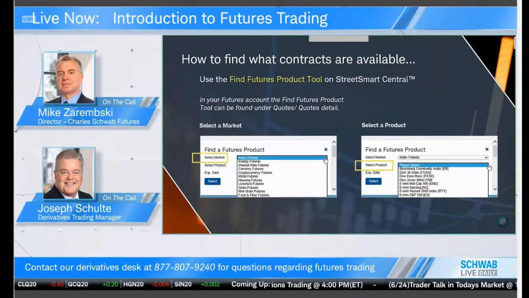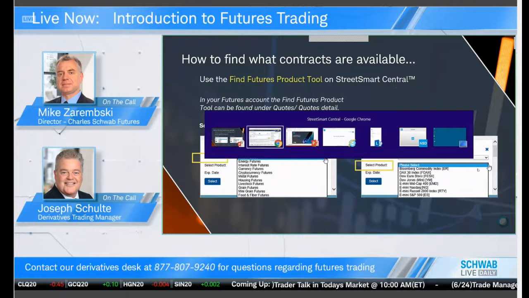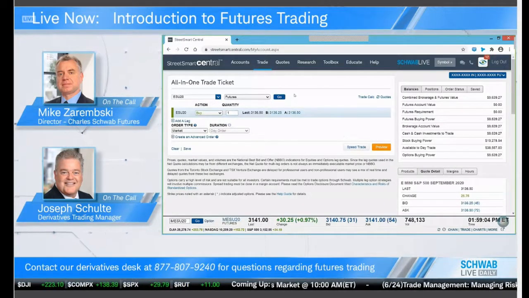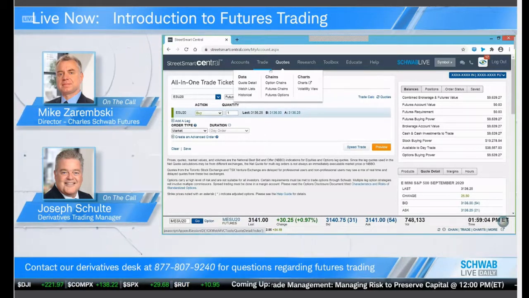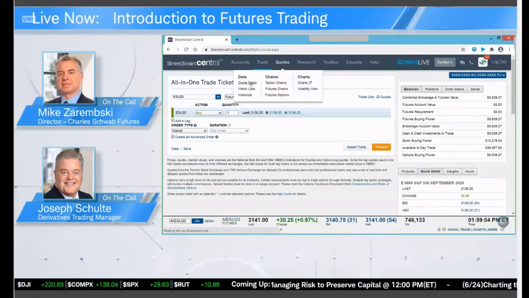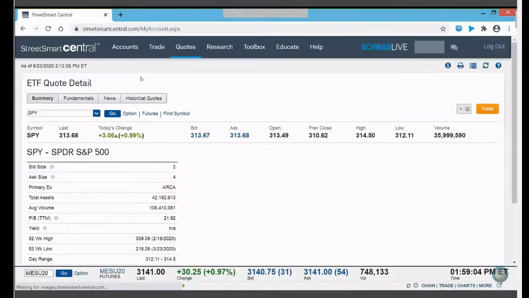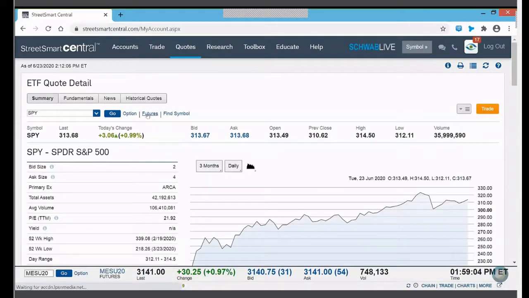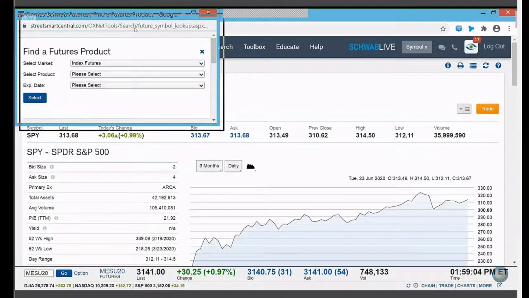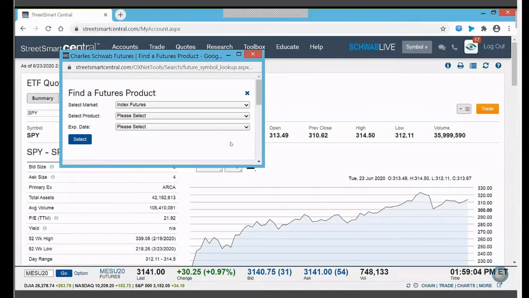Now, how do you find out what futures contracts are available? Well, I brought up the slide here, but I'm actually going to bring up the Street Smart Central platform, and I can show you there directly how you can find any of the futures contracts we offer. There's a couple places. One of them, if you go to quotes heading, and then go to our quote detail page. This is a very popular page, and we'll be using that a lot in today's demonstration. You can go here to the little hyperlink here that says futures. If you click on that, a little pop-up window appears that has 3 drop-down menus. By using these 3 drop-down menus, you could find any of the futures products that we offer, as well as any of the expiration months available for that contract.